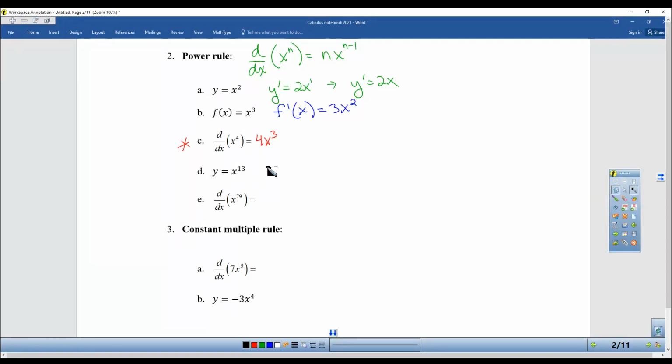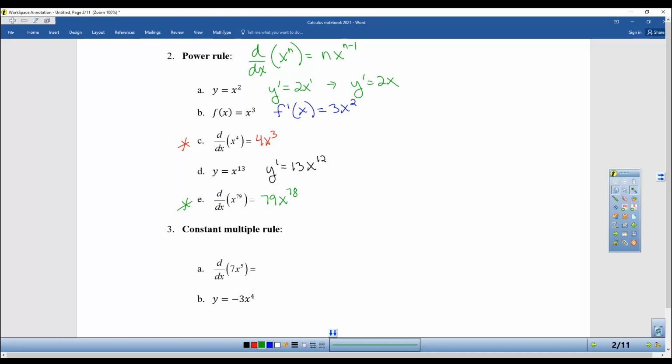Letter D, y prime is equal to 13x to the 12. I'm bringing the 13 down, and now I'm making it x to the 12. Again, this one doesn't get its own answer separately. It just is. The derivative of x to the 79 is 79x to the 78. I chose a weird number so you'd see it keeps applying.